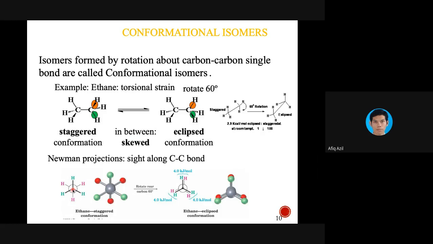You have the front carbon. This is the front carbon, and you draw it with 1, 2, and 3 like this. The one at the back is the circle, the second carbon with all of these hydrogen. And this one is your eclipsed. In eclipsed, you have your front carbon and the back carbon overlapping with all of the hydrogen as well.